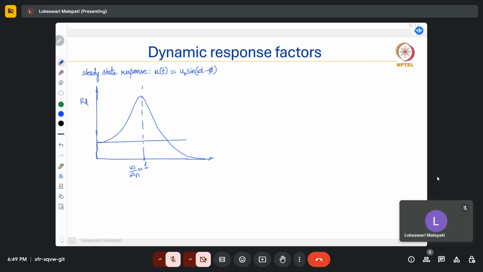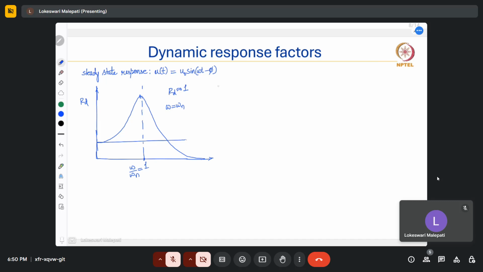If we see, when the frequency ratio is close to 0, then this value RD will be very close to 1. That means the dynamic displacement will also be close to the static displacement P naught by K. But when it is very high, then this response factor will approach 0. And one more thing to note is this peak value is not occurring at omega is equal to omega n, but at a slightly smaller value. We'll see why that is.